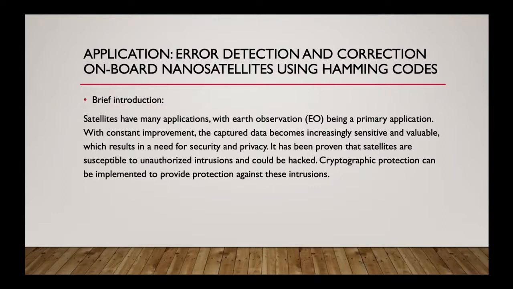Now, an application not found in the textbook that I found was error detection and correction onboard nanosatellites using Hamming codes. So just a brief introduction. Satellites have many applications, with Earth observation being a primary application. And with constant improvement, the captured data becomes more sensitive and valuable, and that results in a need for security and privacy. And it has been proven that satellites are susceptible to unauthorized intrusions, and they could be hacked. So cryptographic protection can be implemented to provide protection against these intrusions.